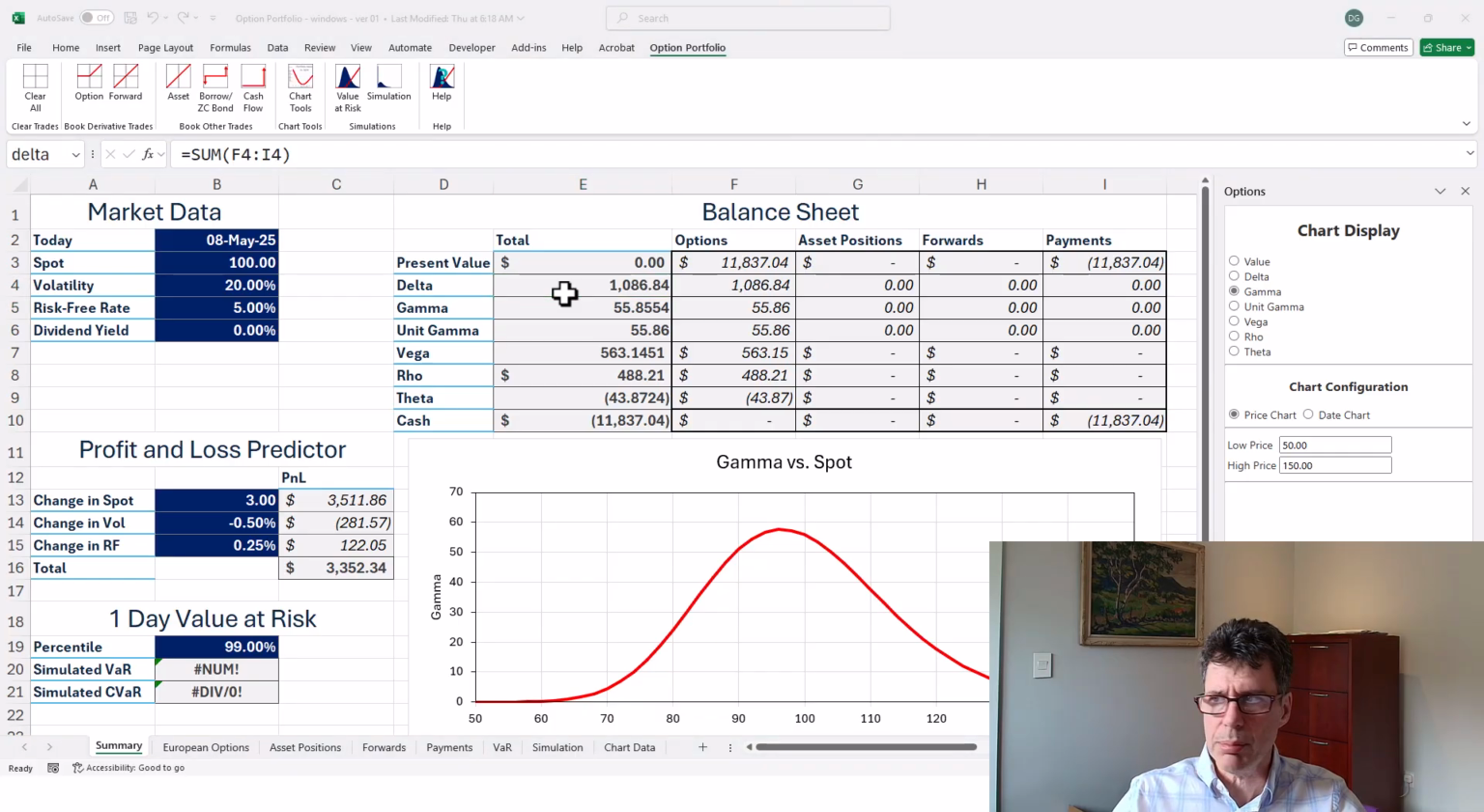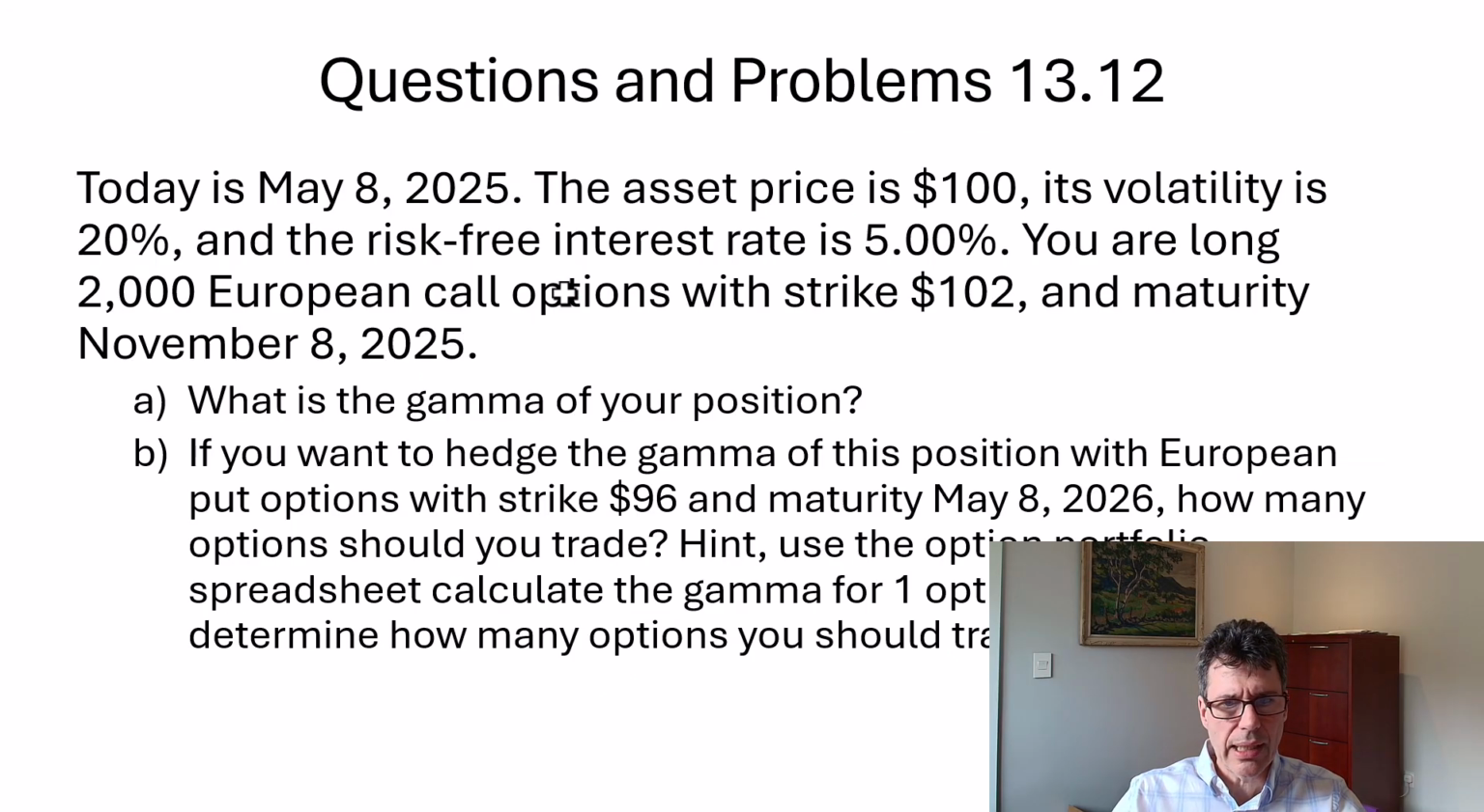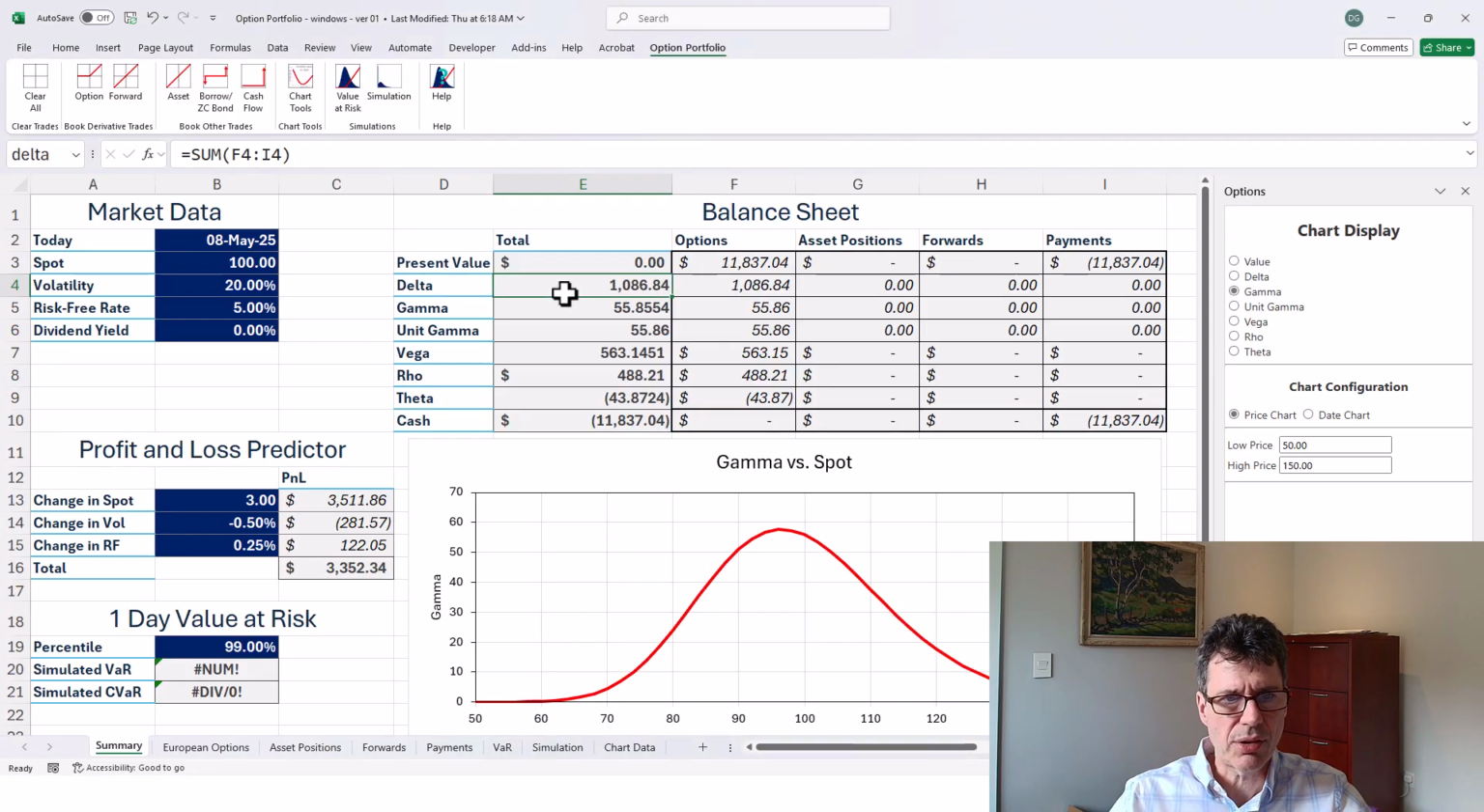Next part. If you want to hedge the gamma of this position with European put options with strike 96 and maturity May 8th, 2026, how many options should you trade? I can do this in a couple of ways, but what I'm going to do is book one option, figure out how many options to trade given that gamma, and then reset my portfolio so I can book all the options. So switch back.